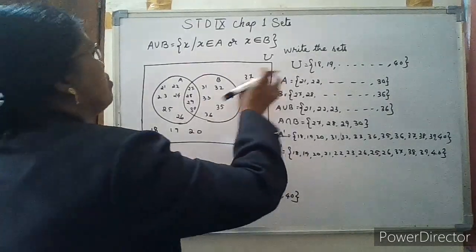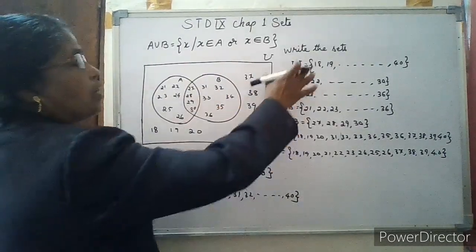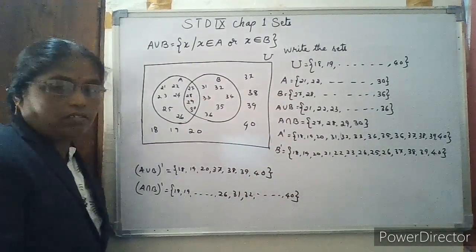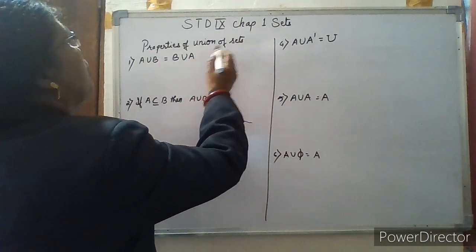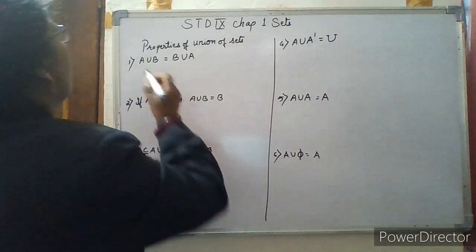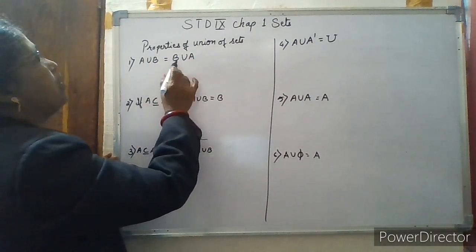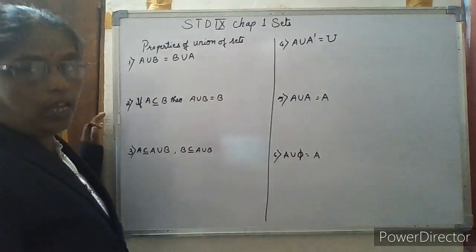So in this way, from the given diagram we can write all the sets. Now let us learn properties of a union of sets. First property: A union B is equal to B union A.